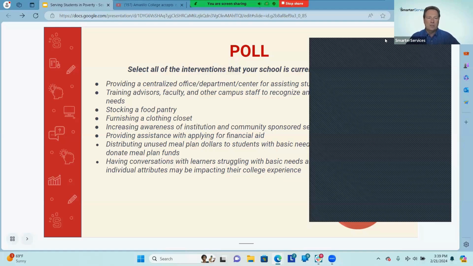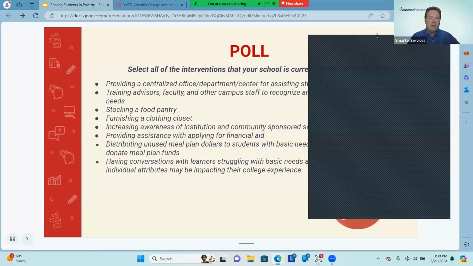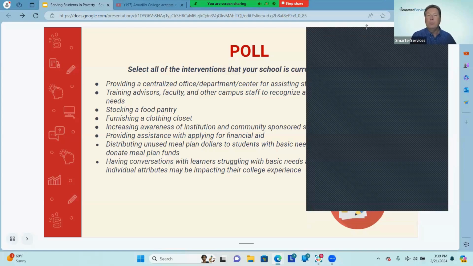That's that website that we talked about, assistance with financial aid. I love this idea about distributing unused meal plan dollars to students with basic needs, or allowing students to donate some of their meal plan funds, right? That money's already been paid. Don't let it go to waste. Don't use it as profit for a university that's likely a not-for-profit institution. Divert those funds to people that really need it.